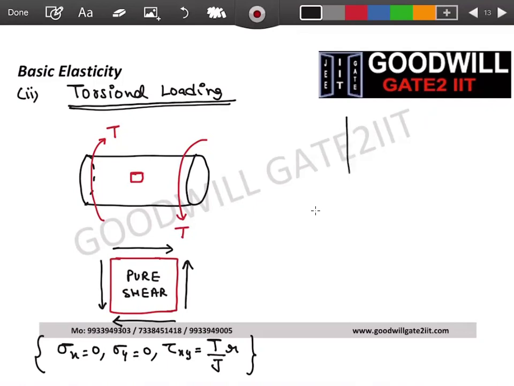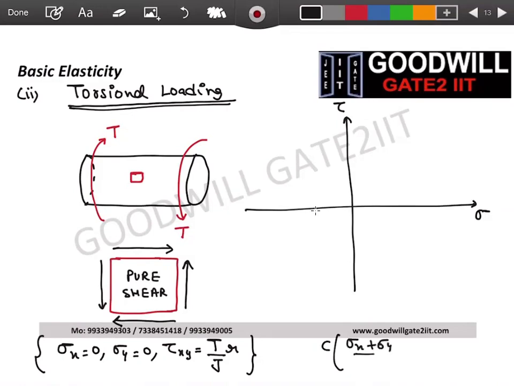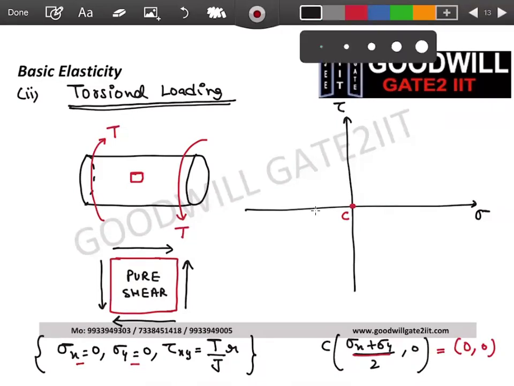So what is the Mohr circle representation? I will draw all my normal stresses here, shear stresses here. Let's first calculate the center and radius of the Mohr circle. The center of the Mohr circle formula is (sigma x plus sigma y) by 2, comma 0. In this case, sigma x is 0, sigma y is 0. So if you substitute here, your center comes out to be (0, 0). So we have a circle with center at origin.